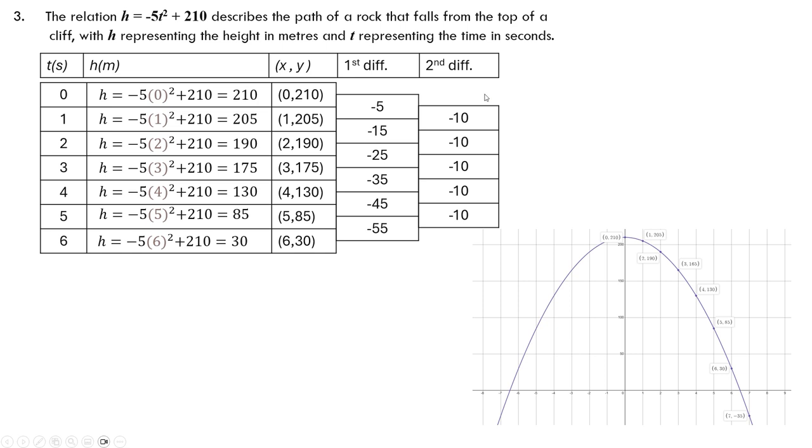So our second differences are constant, and that is the second check or criterion that we have to make sure is happening for this to be a quadratic equation. The first differences have to be different. The second differences have to be constant. That tells us that we do indeed have a quadratic equation.